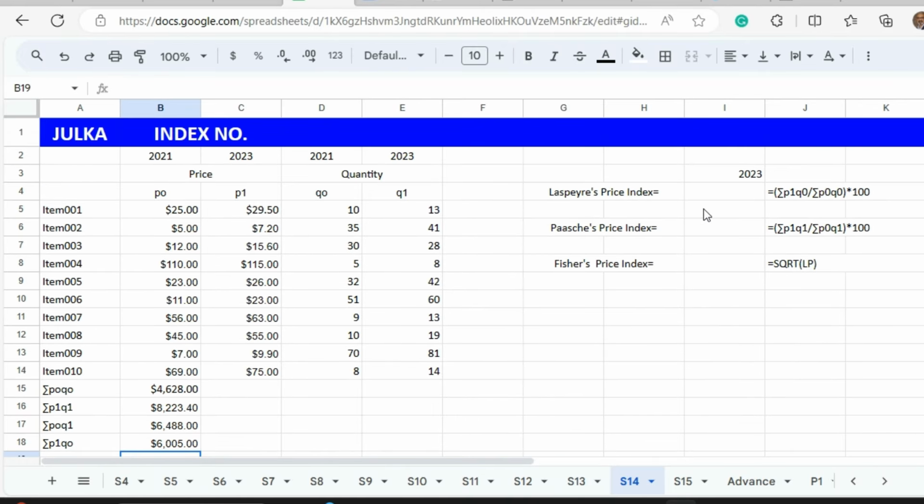Now, Laspeyres' method, we know that the formula is summation of P1 Q naught divided by summation of P naught Q naught multiplied by 100. So we use equal summation of P1 Q naught divided by summation of P naught Q naught, and this whole multiplied by 100. Answer is 129.75.